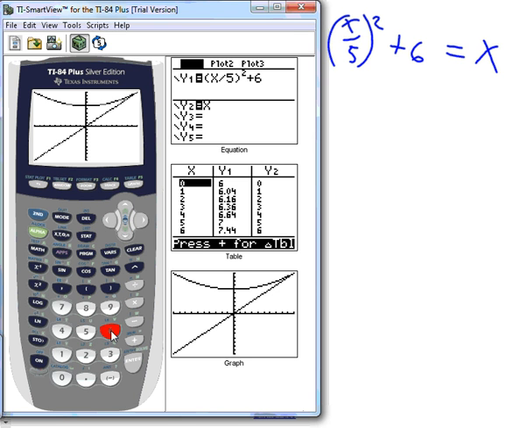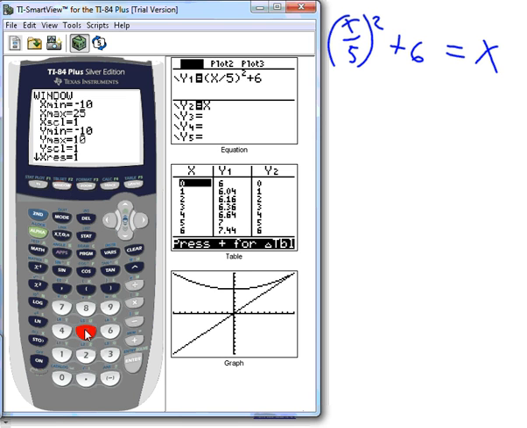I'm going to just show you how you can do that with your window button. So I'm going to hit the window button. If I want to go farther to the right, left and right is the X stuff. So I want to get farther to the right, so I'm going to say go over to like 25 instead of 10, and then I'm going to say graph. And then I can see farther to the right.